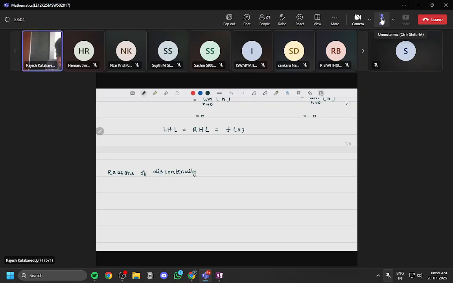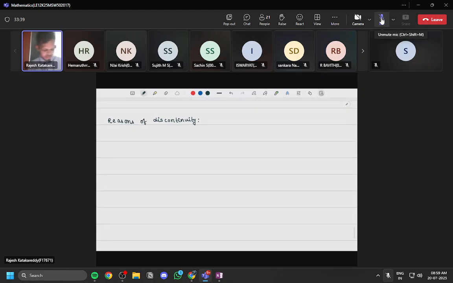So in reasons of discontinuity, there will be some functions. The limit at that point will be existing, but the function value may not be defined. Clear? That is one reason. The second reason is that the limit exists, the function value also exists, but the limit value is not equal to the function value. Third one is that the limit does not exist, both are finite but not equal. Fourth one is at least one of the left hand limit or right hand limit is approaching infinity. Clear? So four main reasons we can say here.